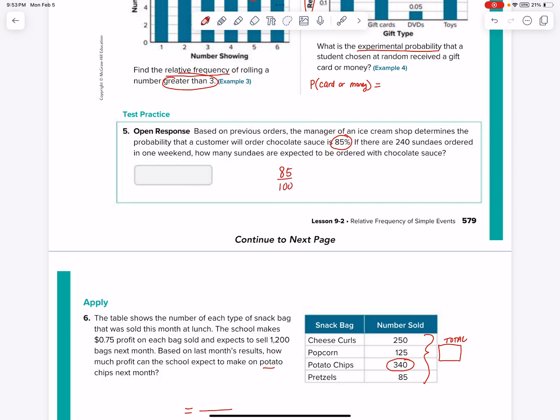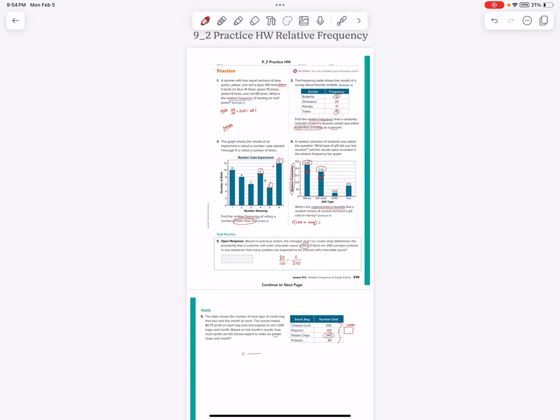That's what 85% is. And they want you to predict, well, what is the chocolate sauce situation, because the 85 is the chocolate sauce, if there were 240 sundaes, okay, instead of 100, okay? So you can go ahead and solve that, and we want to figure out how many of those sundaes would be C, or chocolate sauce. So there you go. Go ahead and work on that, and then let me know if you have any questions.